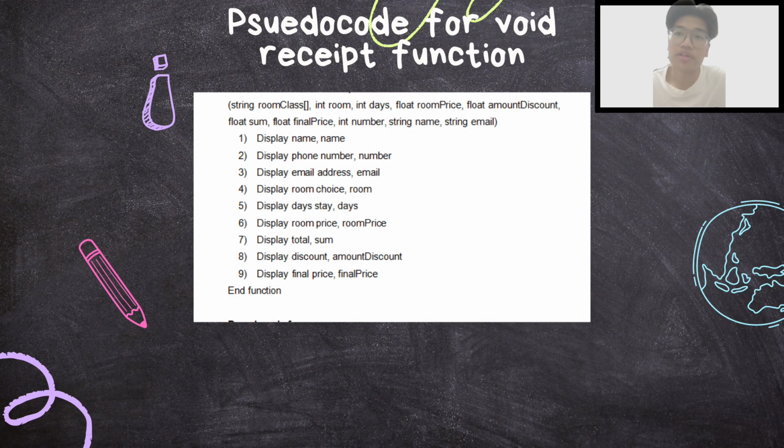So the pseudocode for the void receipt function, which is what we have in the receipt, we use string room class, int room, int days, float room price, float amount discount, float sum, float final price, int number, string name, and string email. First in this pseudocode is display name, customer name, display phone number, display room choice, display stay days duration, display room price, display total sum, display discount amount discount, and after that we display final price, and then we will end the function.